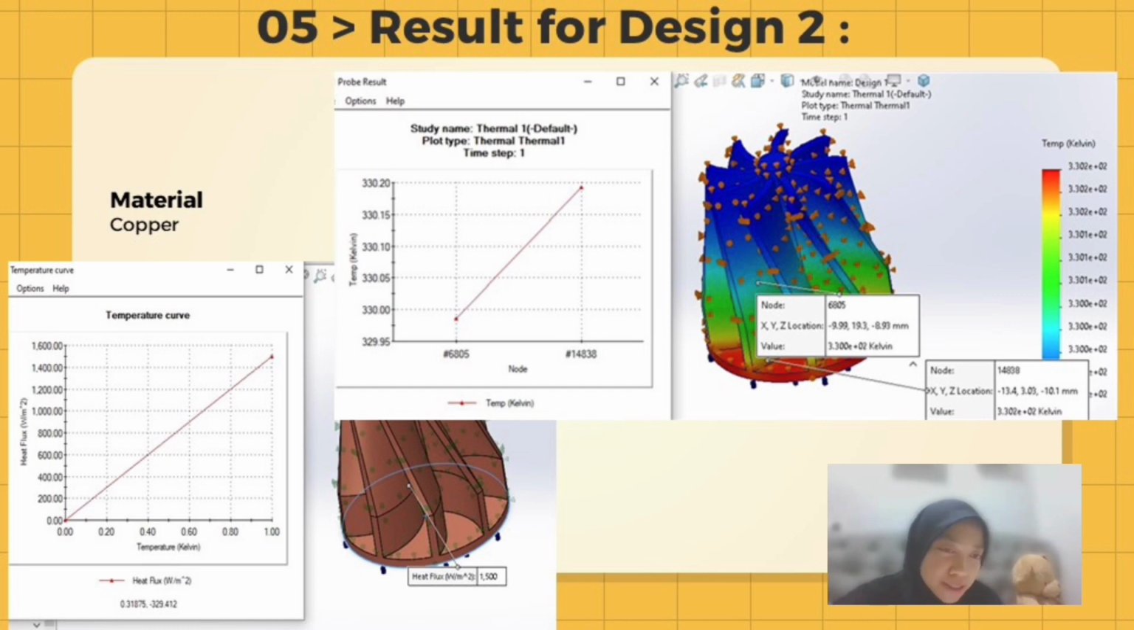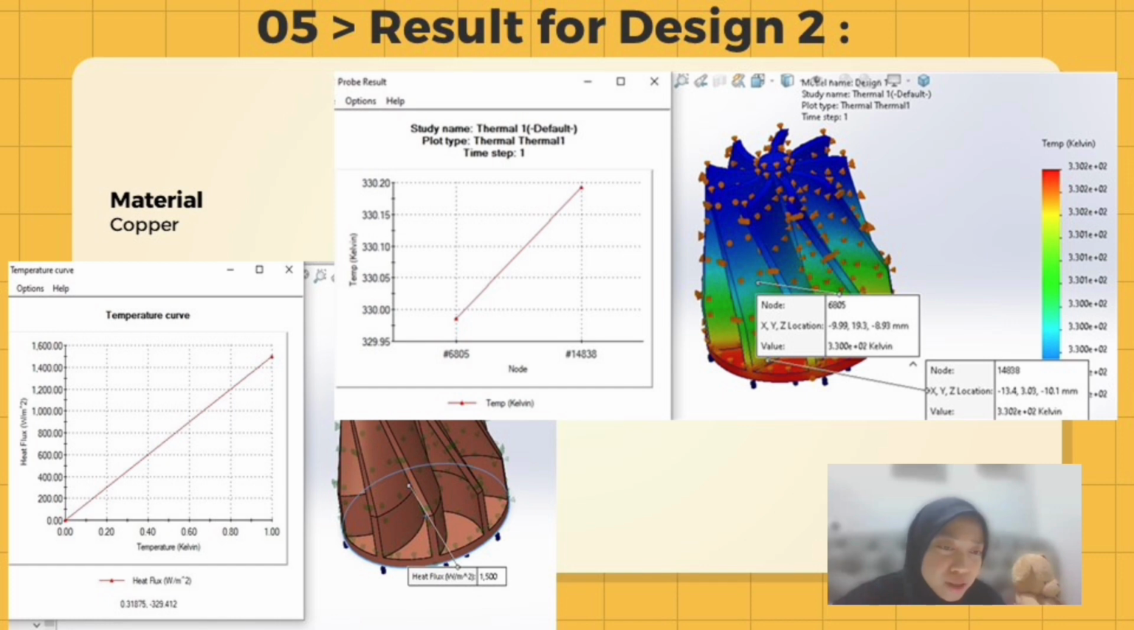Next, we're going to talk about the result for design 2. Design 2 is a double fin type. We're using the copper material. On this slide, we can see two graphs. The first graph shows the node versus the temperature. The second graph shows the temperature versus heat flux. Both graphs show the same characteristic, which is that both increase.